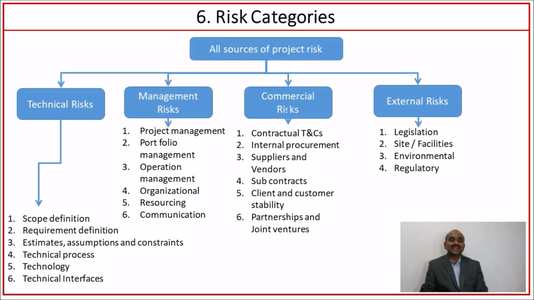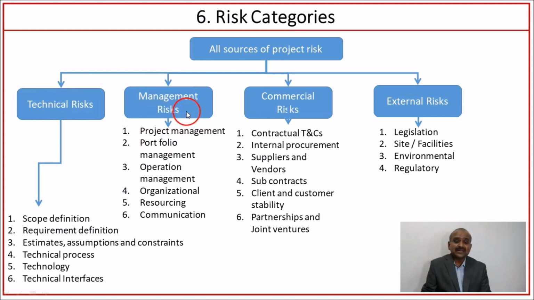The next major element is risk categories. So, using a structured way of categorizing risks, we can identify risks in a comprehensive way. So, from all the sources of project risks, we are categorizing them into technical risks, management risks, commercial risks, and external risks. Okay, the technical risks may include scope definition, requirement definition, estimates, assumptions and constraints, technological process, technology, technical interfaces, and so on. So under these subheads, whatever risks we can identify, we will identify and include under the head called technical risks.